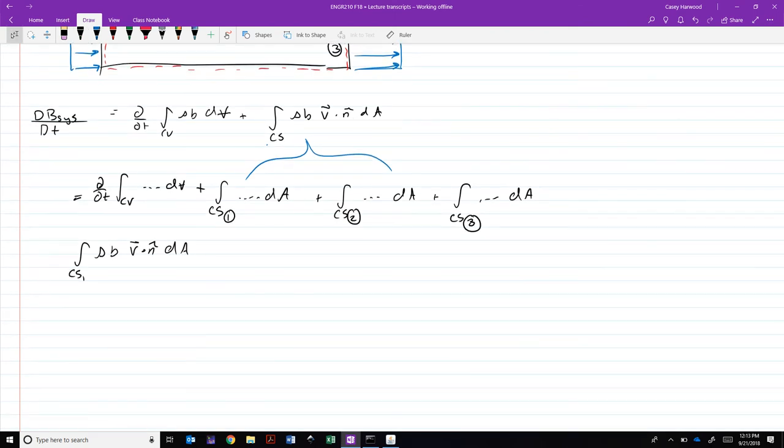Likewise, here, let's go ahead and assume that rho and B, it's an incompressible flow, and if we assume that B is also constant over the area, if V and rho and B are constant over area 1, which is what we would call uniform flow, then this simply becomes rho B V_n1 times A1.